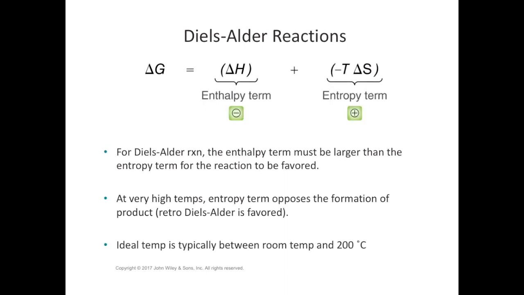For any reaction to be spontaneous, you need the delta G to be overall negative. So for Diels Alder, the enthalpy term is going to be negative, and it must be larger than the entropy term, which will be positive. So what will happen is at very high temperatures, the entropy term begins to dominate over the enthalpy term, and that's why we get a retro Diels Alder. And therefore, if you want to do a Diels Alder reaction, you want to keep your temperature below around 200 degrees.